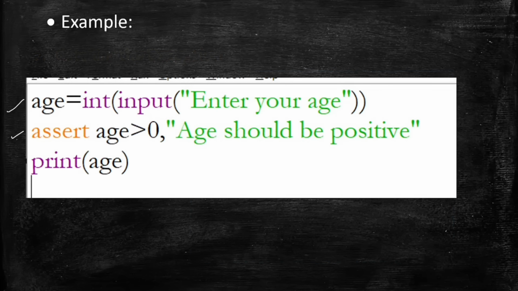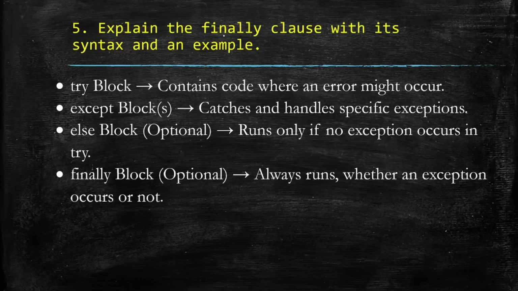The next one, explain finally clause with its syntax and examples. So when you learn this question, you can write what is try block with syntax and example, what is try and except block with syntax and example, what is try else except block with syntax and example. All 4 questions you can attempt.